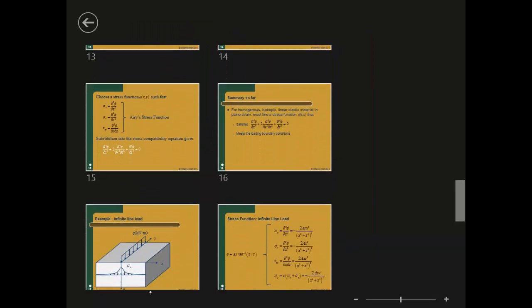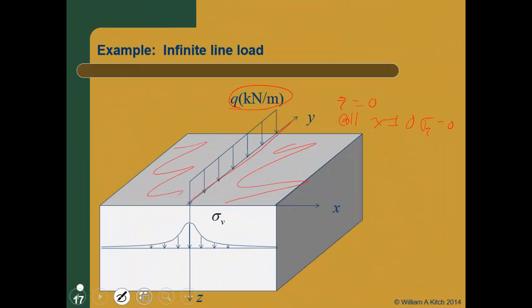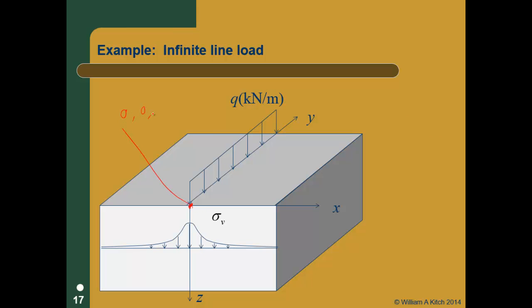Let's go back to the boundary conditions for that one. I'm using this as my origin right here, so this is 0, 0, 0. The boundary condition here is that when x is equal to 0, I have this line load. Because when z is equal to 0, I know that I've got this line load q.